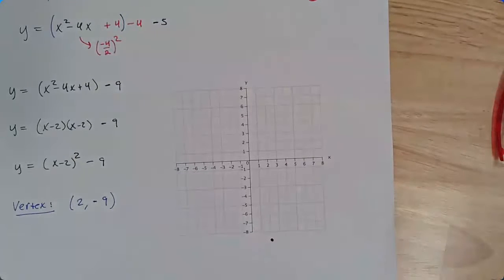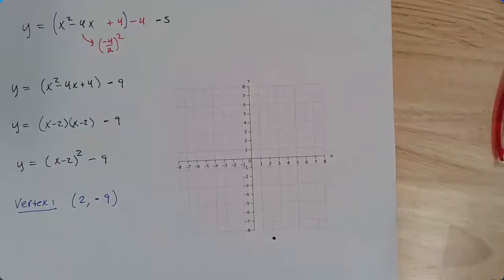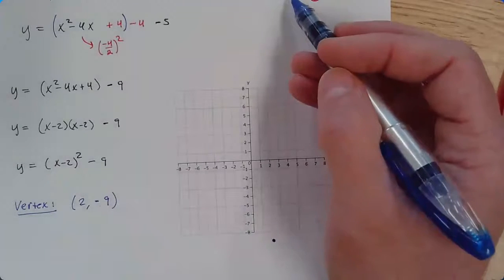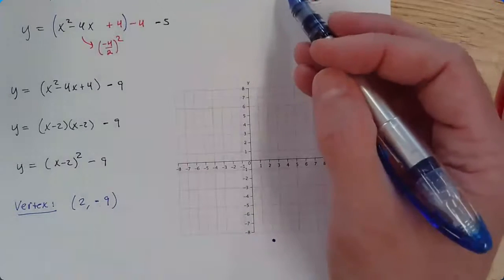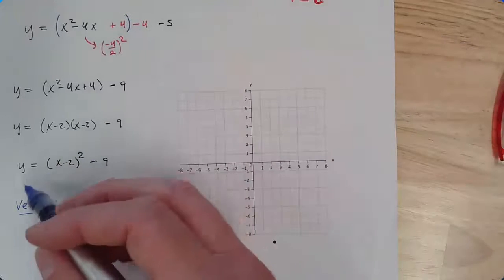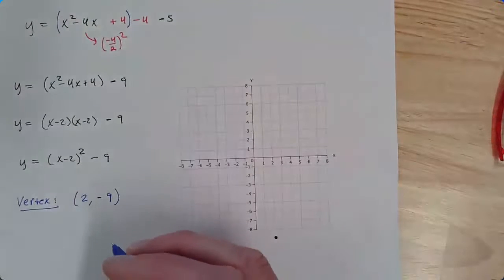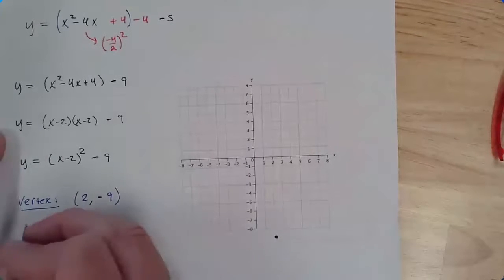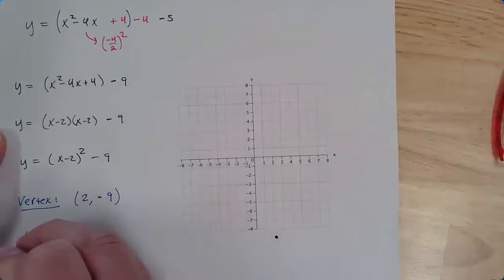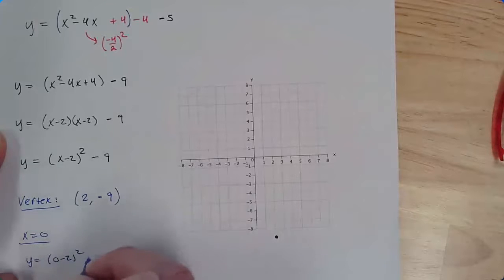Now the less nice thing about the vertex form is it's harder to see the y-intercept. The y-intercept is not -9. We could go back to the original form and see that the y-intercept is -5 by plugging in 0. Or if you plug in 0 here, but let me finish this problem. So if I set x equal to 0, then y is going to be 0 minus 2 squared minus 9, 4 minus 9, which is -5.